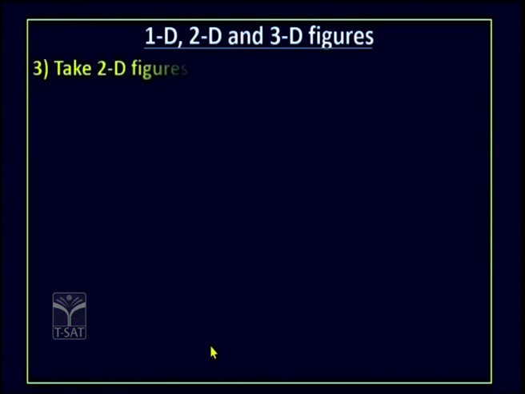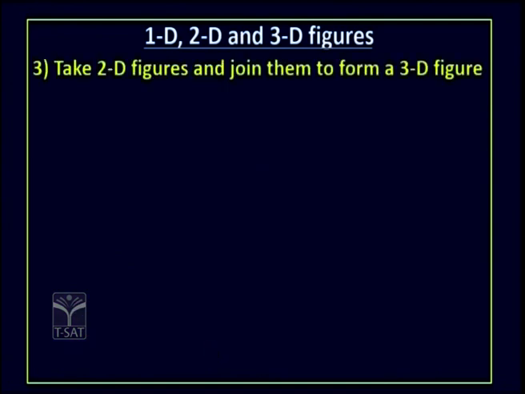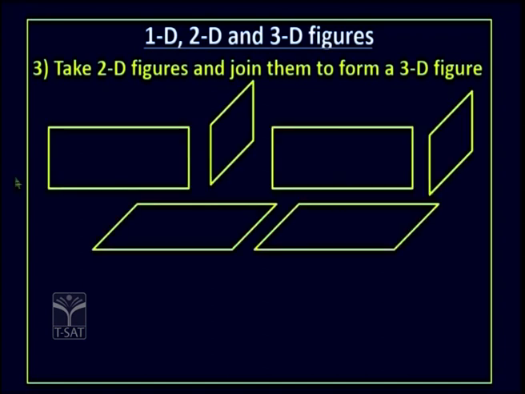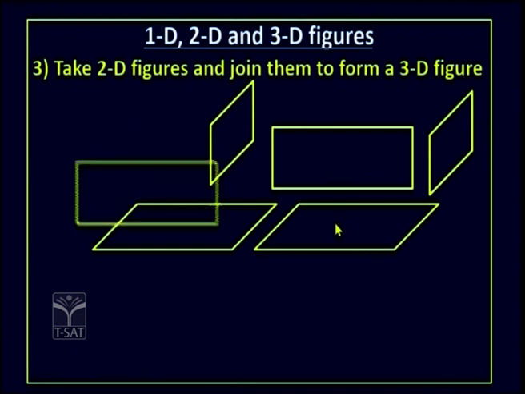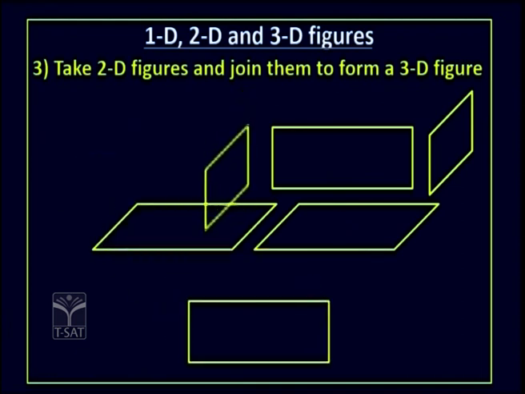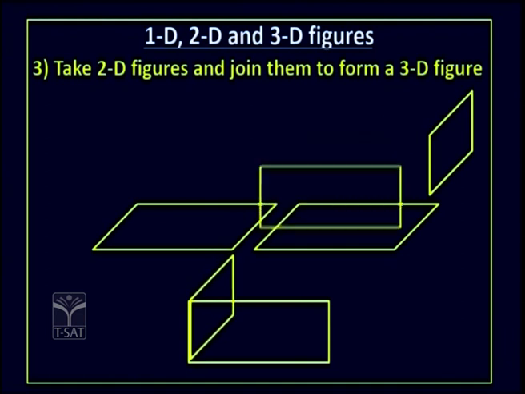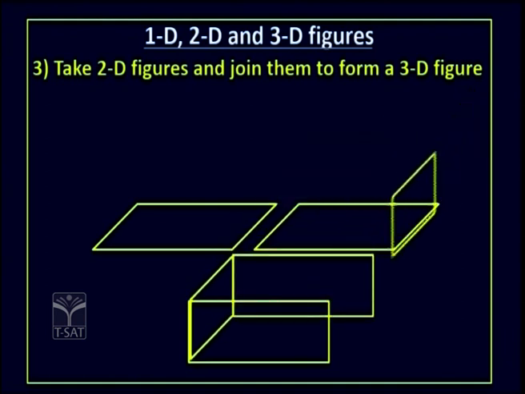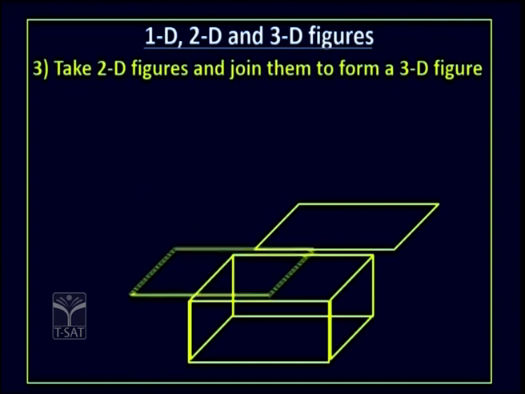Now, what you have to do, children? Take 2D figures and join them to form a 3D figure. Now, what am I doing here? Yes, I am taking plane figures. You can observe here 1, 2, 3, 4, 5, 6. I am taking 6 plane figures which are 2D, meaning 2-dimensional. Now, what am I doing, children? Yes, I am moving them one by one so that they form a closed object.